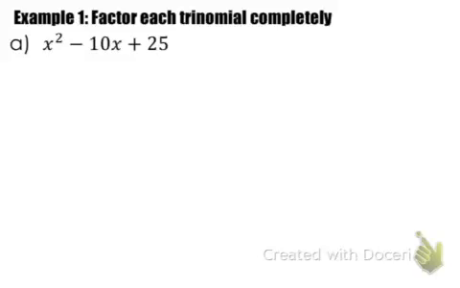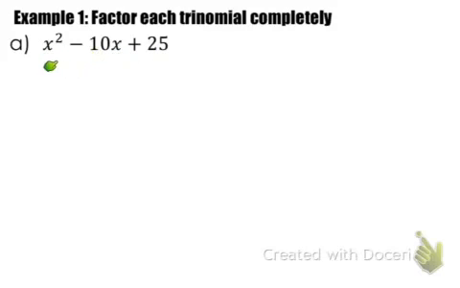Okay? So then you're trying to think about the two binomials that you'd have to multiply together to get x squared minus 10x plus 25. And this is pretty procedural, so let's take a look. You always want to check for the greatest common factor. The greatest common factor between x squared minus 10x plus 25 looks like it's 1.